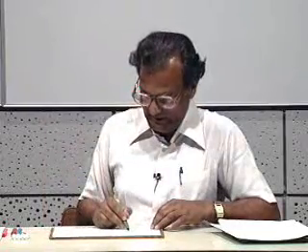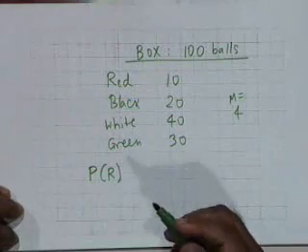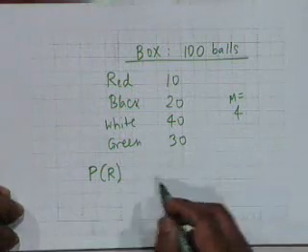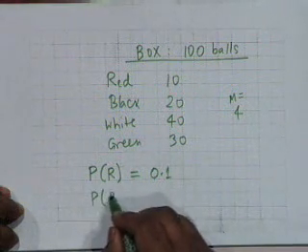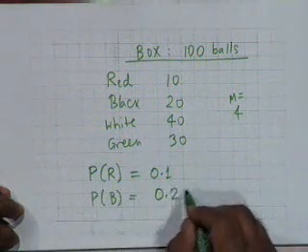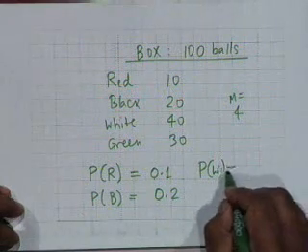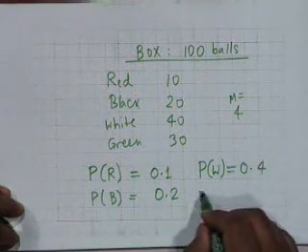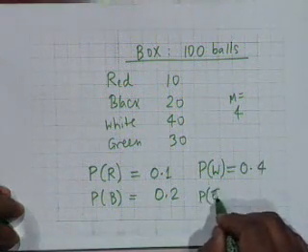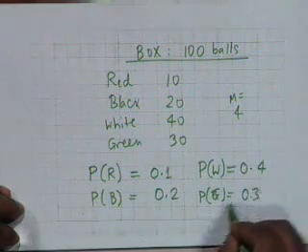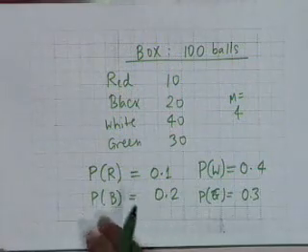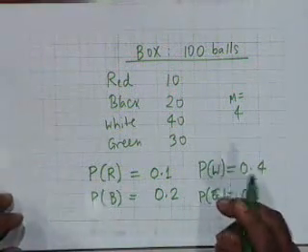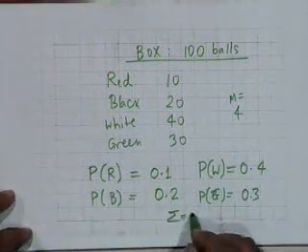Now, you can calculate the probability of a red ball. Obviously, it is 10 out of 100, and therefore it is 0.1. Probability of a black ball being picked up is 0.2. Probability of a white ball is 0.4, and the probability of a green ball is 0.3. And you can see that all of them are positive, less than 1, and the sum of them is equal to 1.